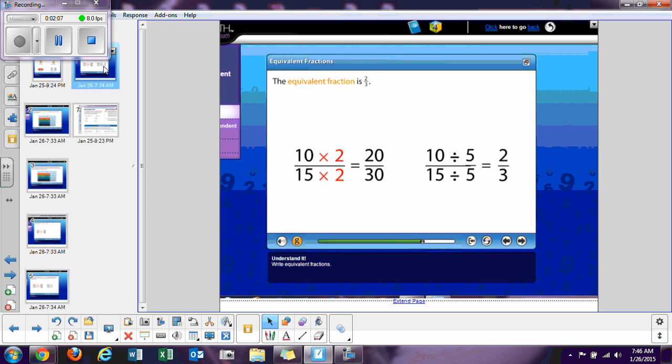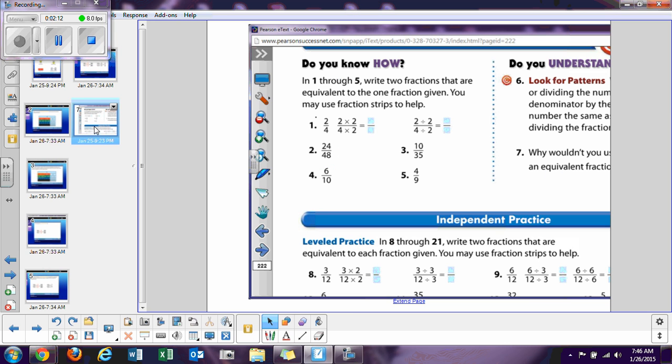Let's practice some of this. So please look at the guided practice on page 222. For questions 1 through 5, it asks us to find two fractions that are equivalent to the fraction given. Number 1 has been started for us. If you multiply both the numerator and the denominator by 2, you get the fraction 4 over 8. That is one equivalent fraction. Also, if you divide both the numerator and denominator by 2, you get 1 over 2. So that is another equivalent fraction.